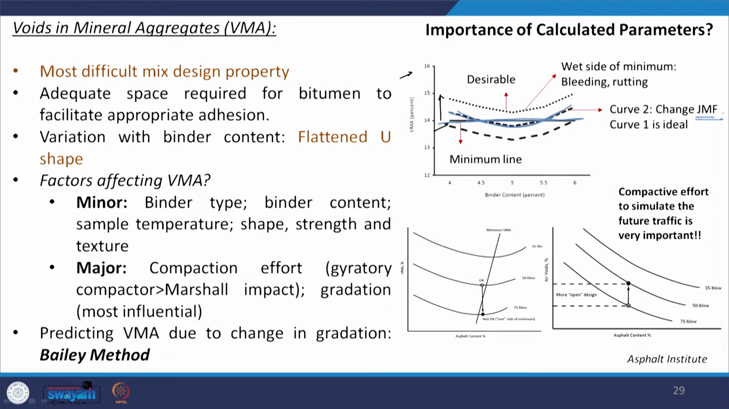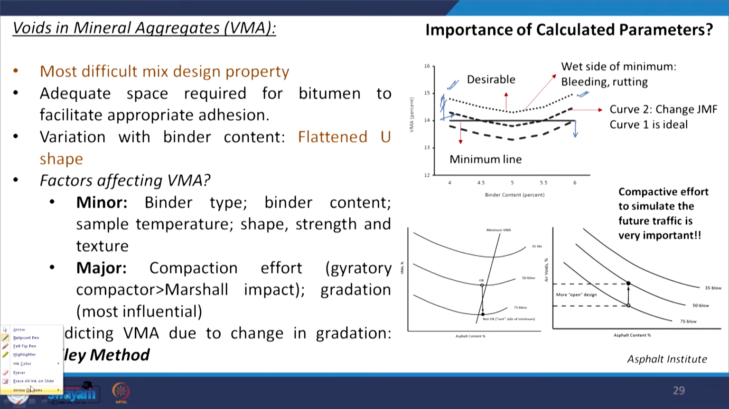The most ideal curve is the first curve. This is the desirable curve. You should not have a curve which is below the minimum VMA line, or a curve like curve 2, where some portion is below and some portion is above. Ideally you should have a curve whose minimum VMA is like this, but this variation is seldom given importance when we actually do the mix design in the lab.